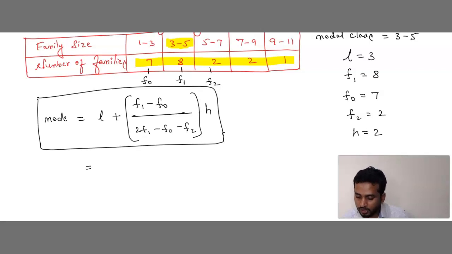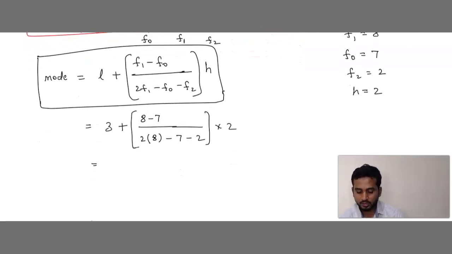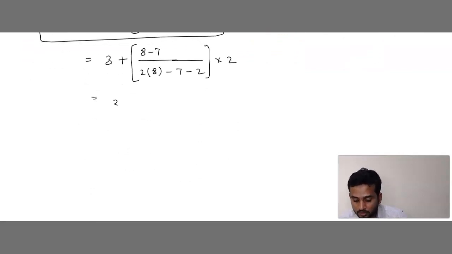What is the value of L? That is 3 plus F1 8 minus F0 7, by 2 into F1 8 minus F0 7 minus F2, which is nothing but 2. Done. Into H, the value of H is 2. Just calculate. It's so simple. It carries 3 marks, children.